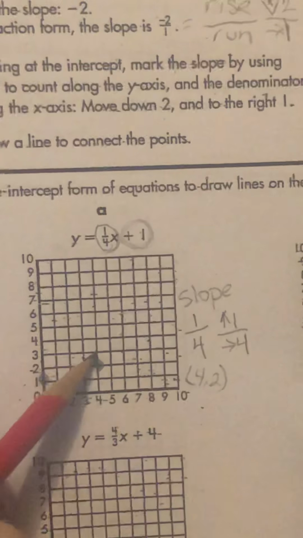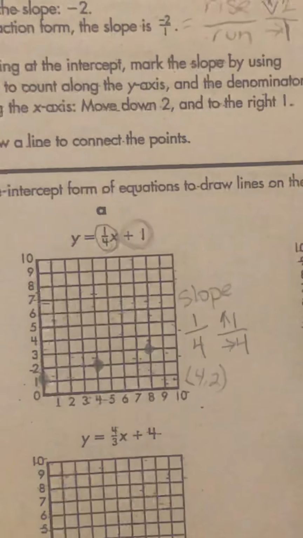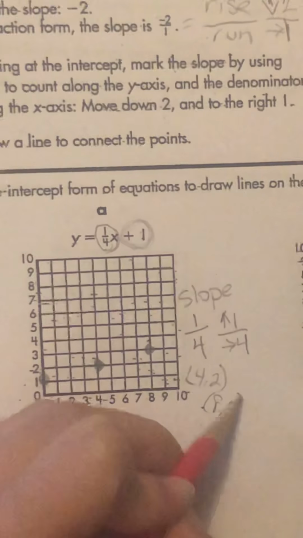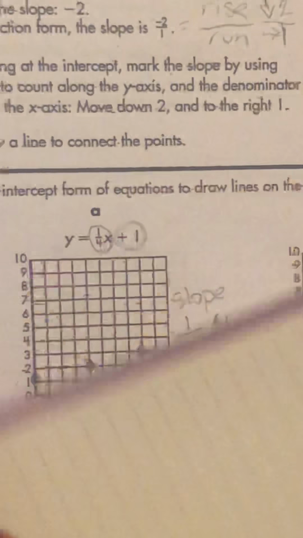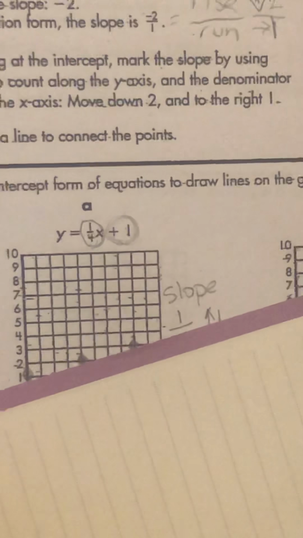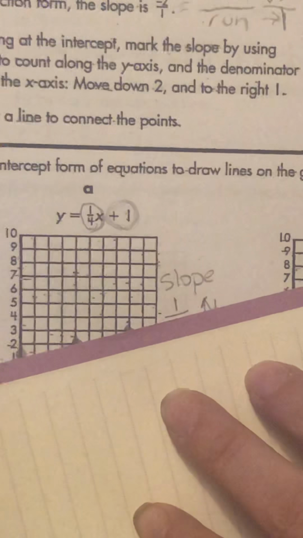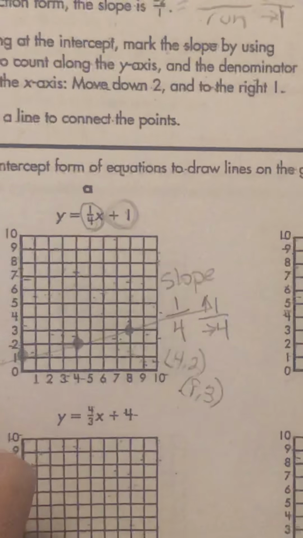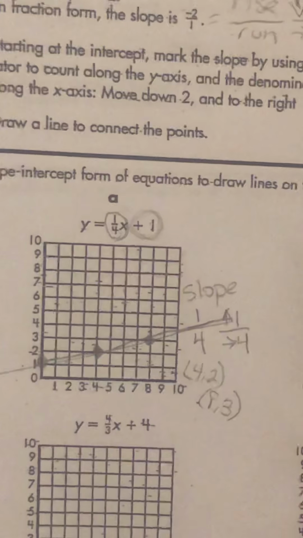So let's try it. I go up 1, over 4. 1, 2, 3, 4. There's my third point. Third point is x is 8, y is 3. Now all I need is a straight edge and connect the dots. Remember, linear equations are continuous. They go on forever. Don't just stop in between 2 points. These go on forever. I can have any x value and any y value on that line.